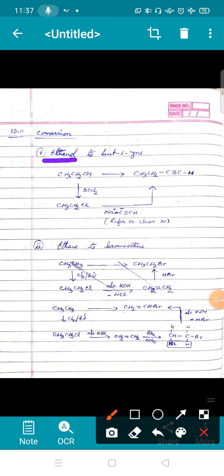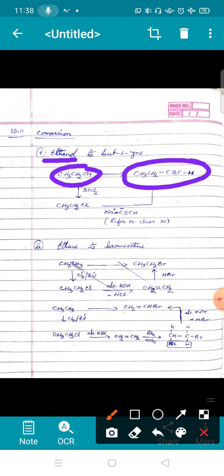You know ethanol is an alcohol. Eth means 2 carbons. So the molecular formula is CH3CH2OH. Preferably don't write the molecular formula, preferably write the condensed formula. So we are writing CH3CH2OH. The next step is to write the formula of the product.